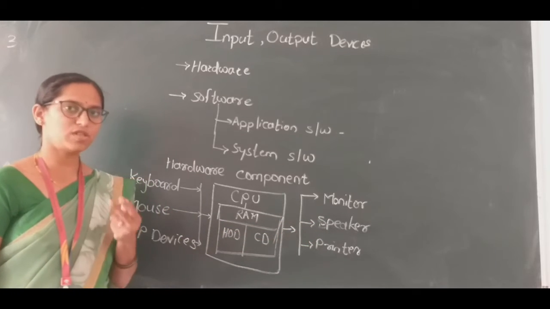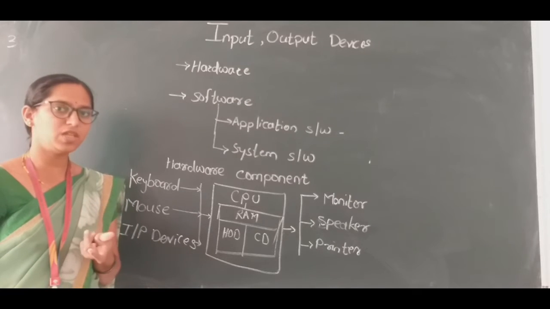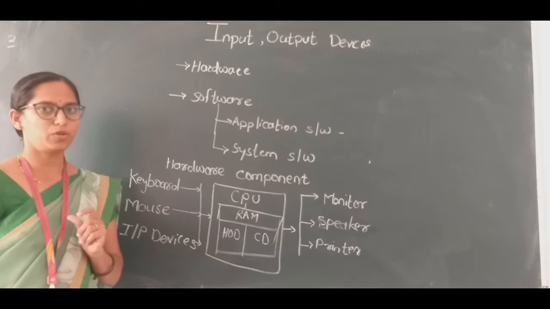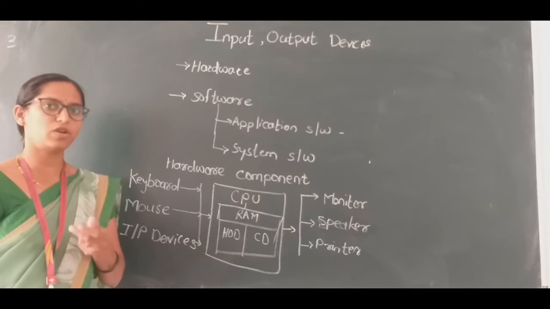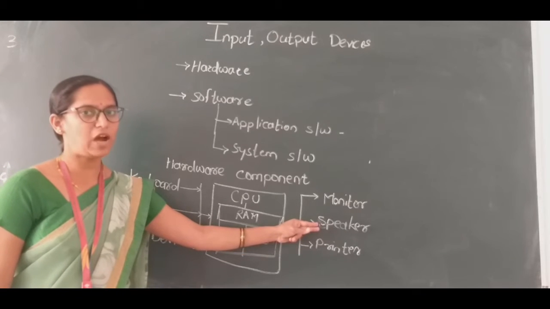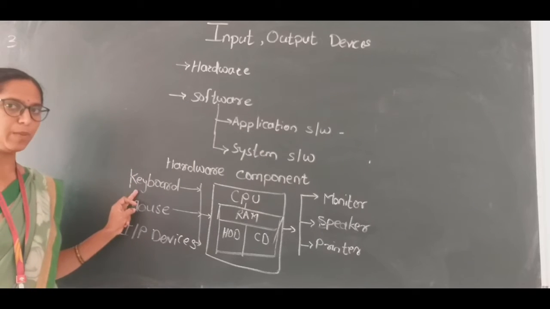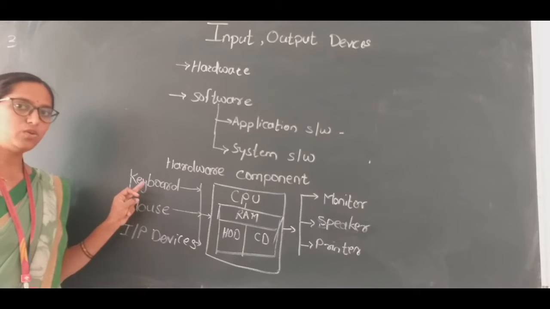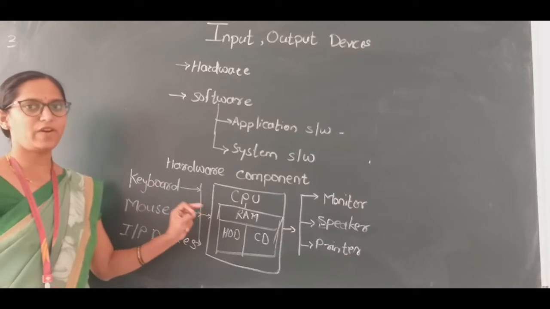If the user wants to show something, they use the monitor as an output device. If the user wants to print something, they use the printer as an output device. If the user wants to listen to something, a voice or any song, they can use the speaker as one of the output devices. Okay. In hardware, the different hardware components are used to perform different operations for a specified purpose.